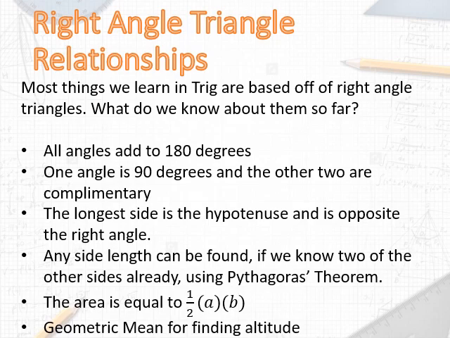And then geometric mean: you take the altitude, which divides the hypotenuse, and the two parts of the hypotenuse, you multiply those two and take the square root, and that gives you your altitude.